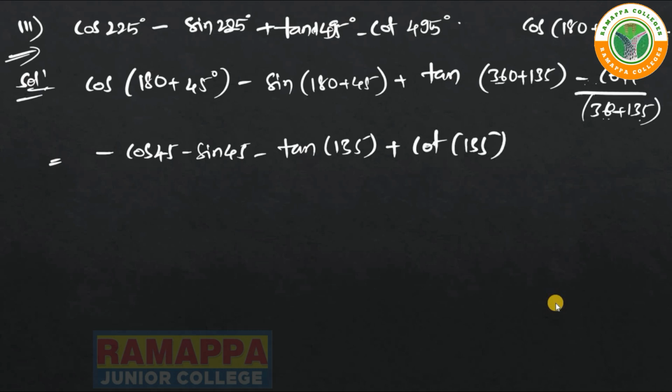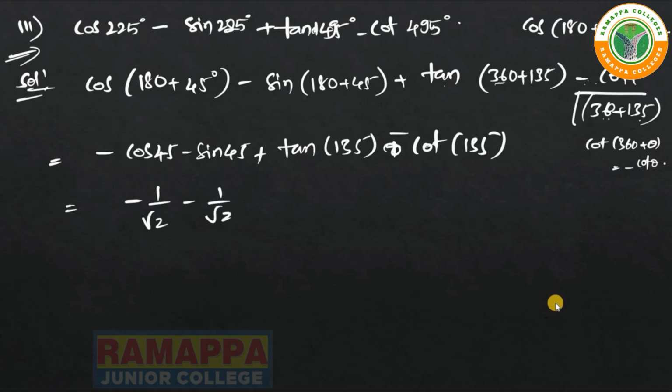After doing this, cot of 360 plus theta is equal to cot theta. Sorry, I told you tan of 360 plus theta stays plus, and it will become 135. Here the cos 45 value we can write as 1 by root 2, and sin 45 value as 1 by root 2 only.